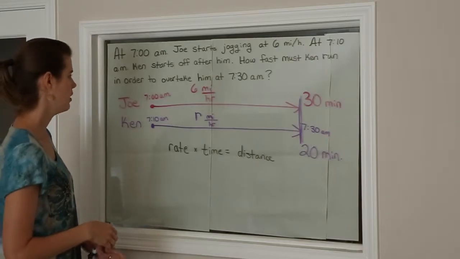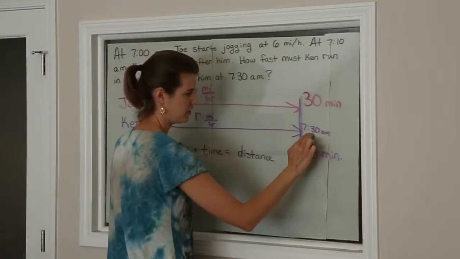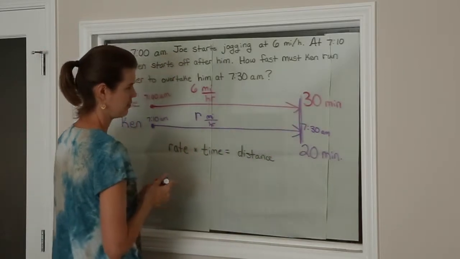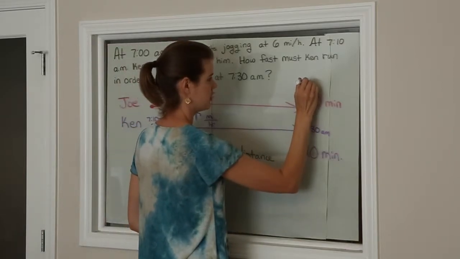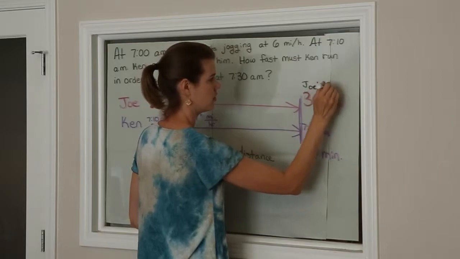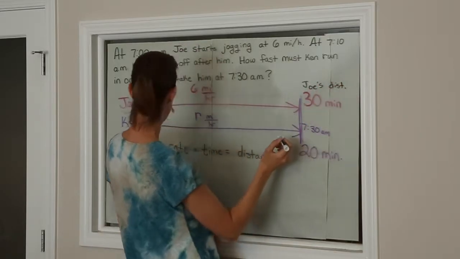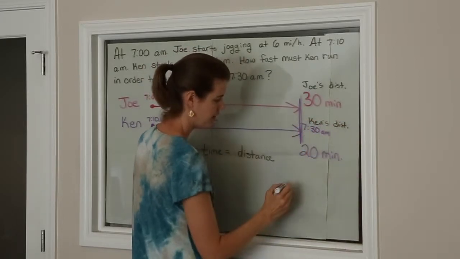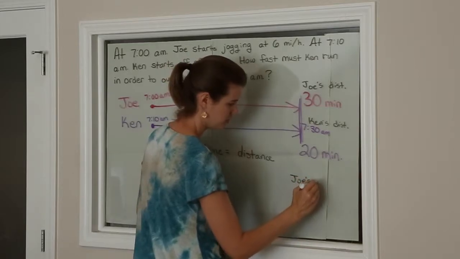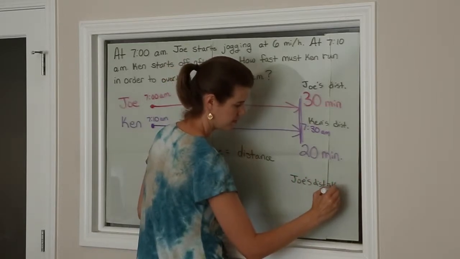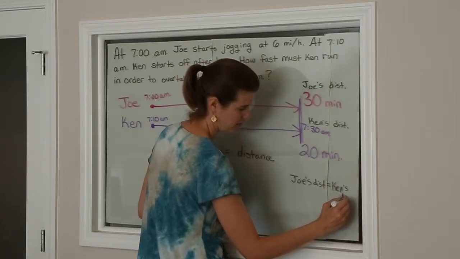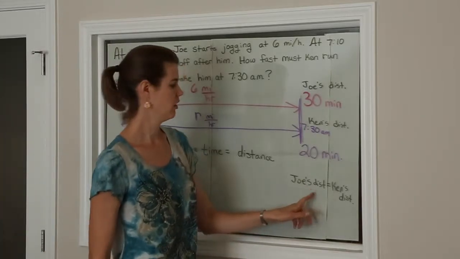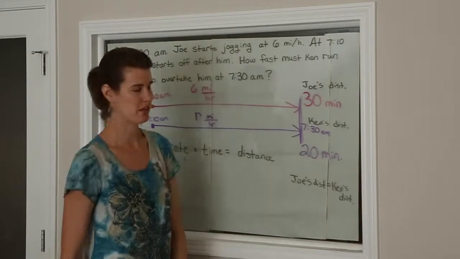Now, we also know, in addition to meeting up at 7:30, that they've covered the same amount of ground. In other words, their distances are the same. So we want to find out what is Joe's distance, what is Ken's distance? Because we know Joe's distance must equal Ken's distance. They've covered the same amount of ground. That's going to be our equation setup, our big picture. You're going to find both of them's distance and then set them equal to each other.